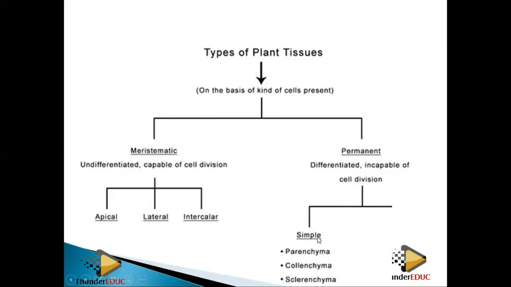Then on permanent, we have what you call simple, the ones which are just one cell type, which are parenchyma, collenchyma, and then sclerenchyma. These ones have different modifications and they serve different purposes in the plant. Then in the complex, if it's not simple, if it's more than one cell type, then it becomes complex. You have the xylem and then you have the phloem. We will find out that one is responsible for transportation of water and mineral salts, while the other is responsible for transportation of food or manufactured food.